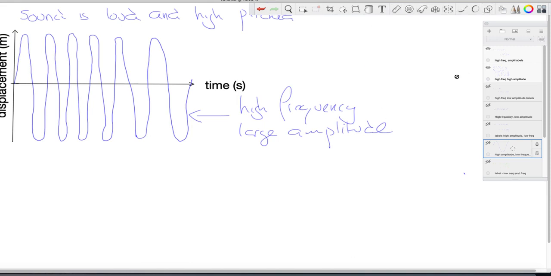So those are the connections between the loudness of the sound and the amplitude of the wave causing it, the pitch of the sound, and the frequency of the wave causing it.